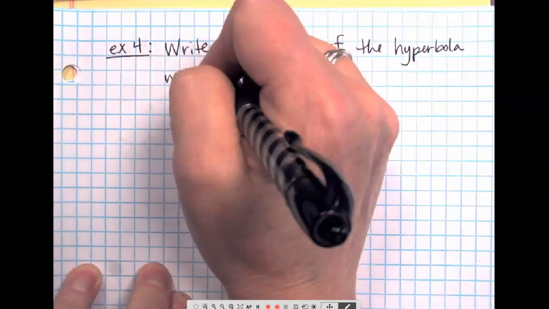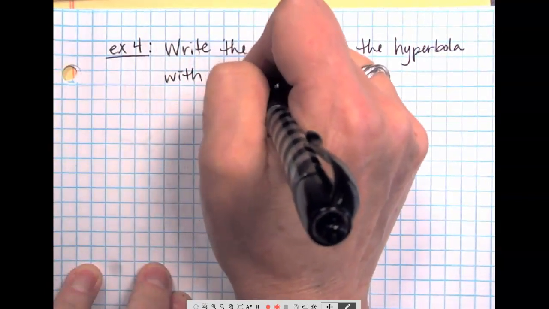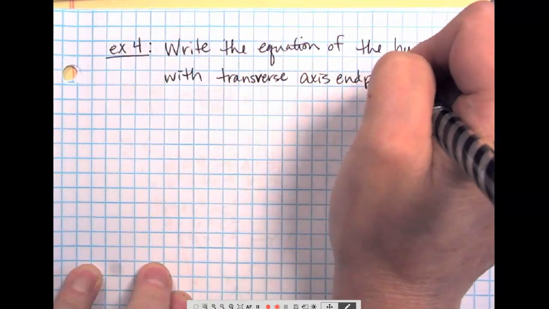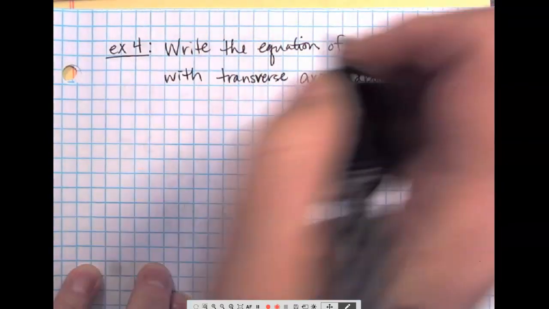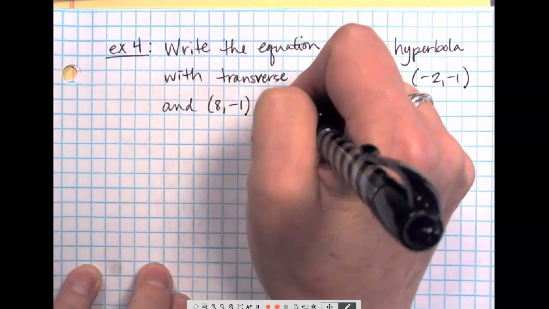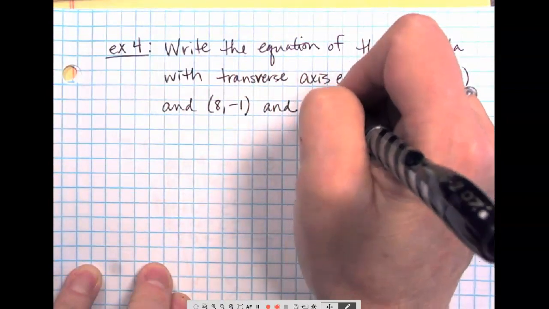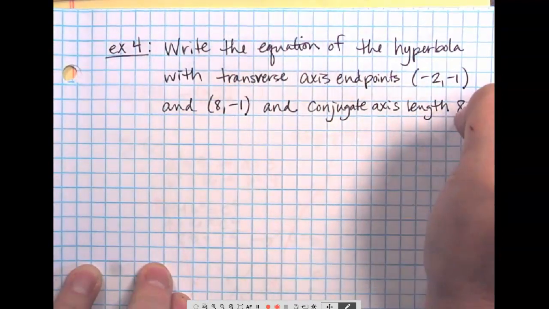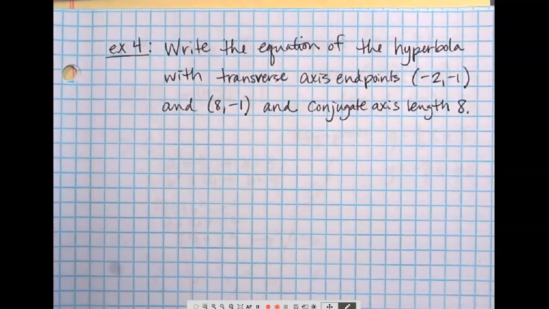Write the equation of the hyperbola with transverse axis endpoints -2, -1, and 8, -1, and conjugate axis length 8.